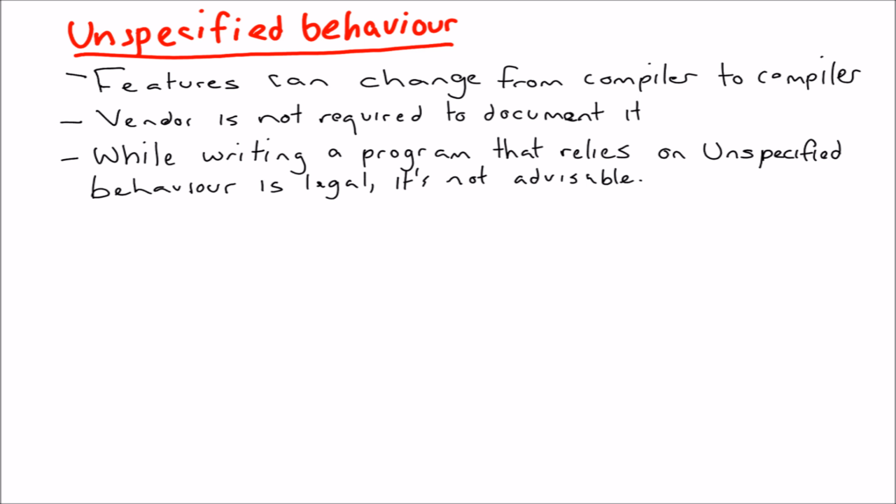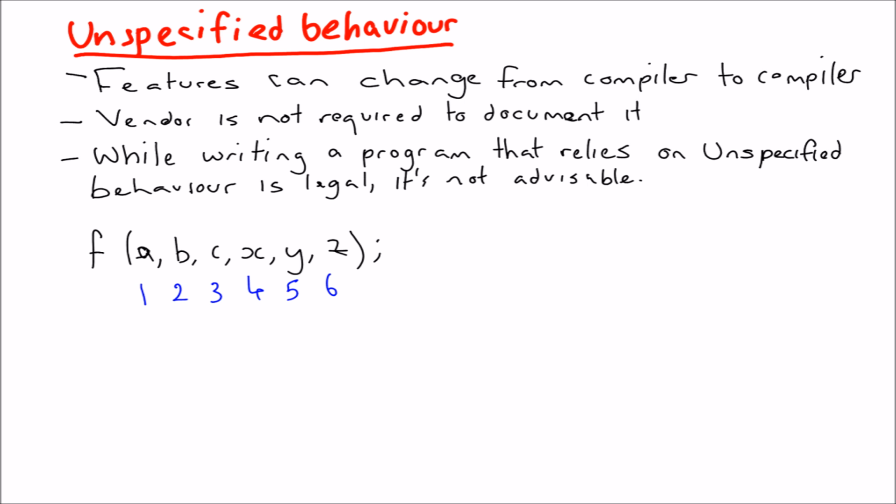An example of unspecified behavior would be a function call. Normally, people would expect a function call to pass parameters from left to right. That is, the first parameter is passed in first, the second parameter is passed in second, all the way until we reach the last parameter, which is passed in last.